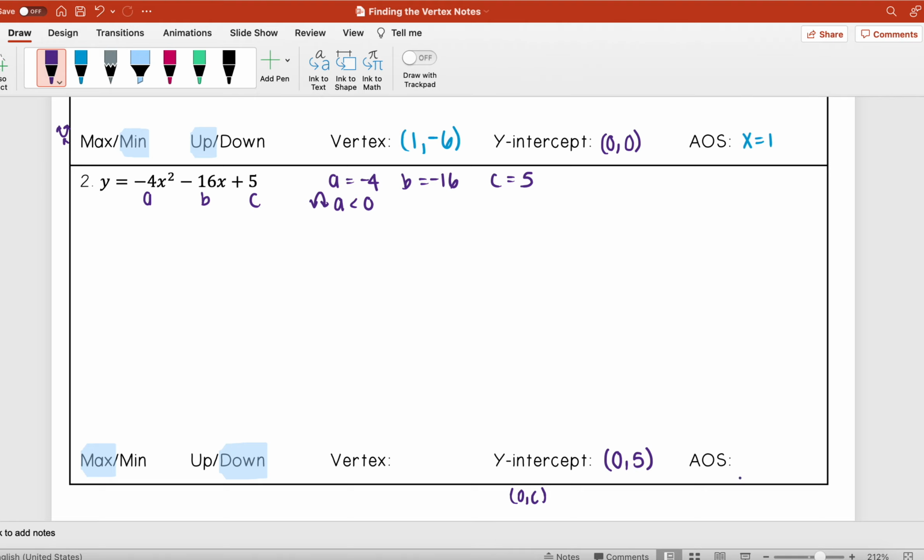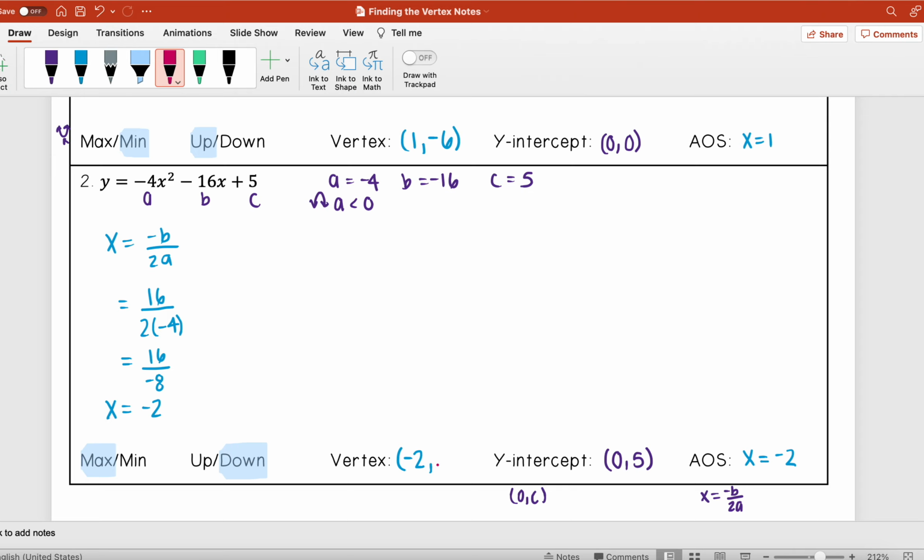My axis of symmetry is always the x-coordinate of my vertex, so that's going to be that x is equal to the opposite of b over 2a. So I need to find that first and then find my vertex. So the opposite of b over 2a. Well, b is equal to negative 16, so the opposite of negative 16 is positive 16 over 2 times a, which is negative 4. So I have 16 over negative 8. 16 divided by negative 8, I get negative 2. So that means that my axis of symmetry is x equals negative 2. And that my vertex starts at negative 2.